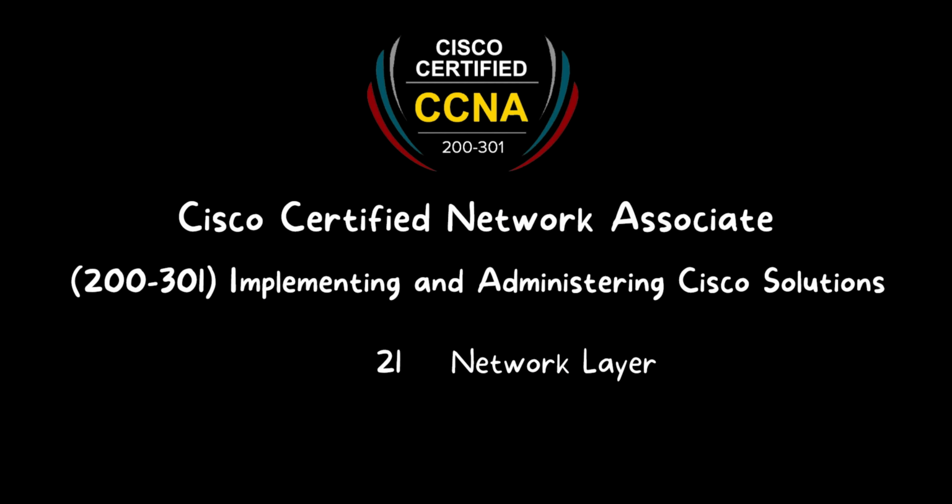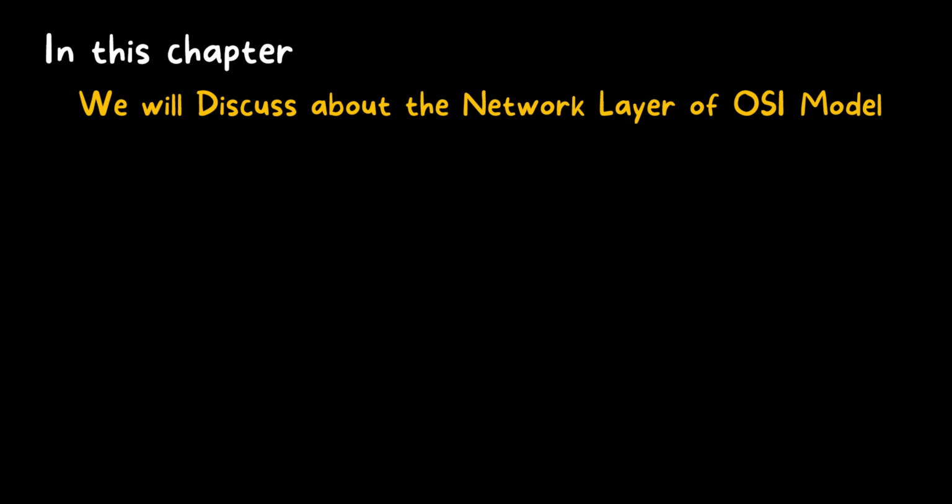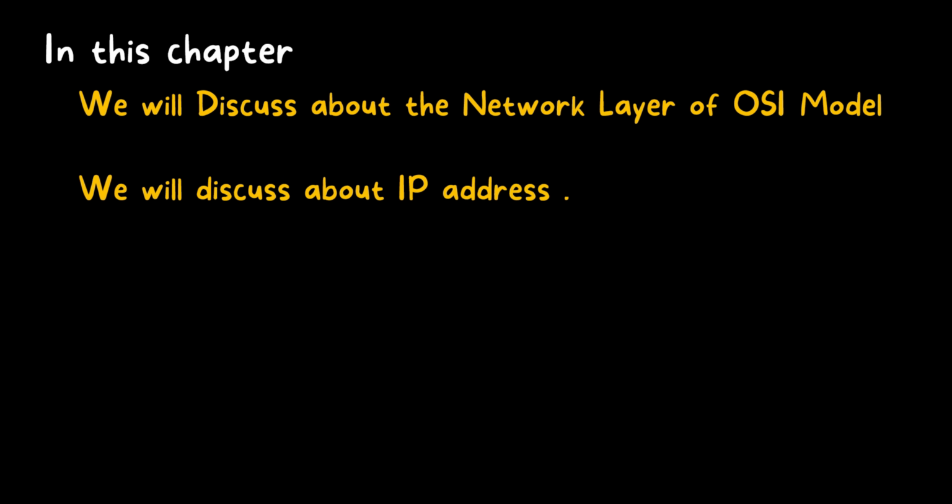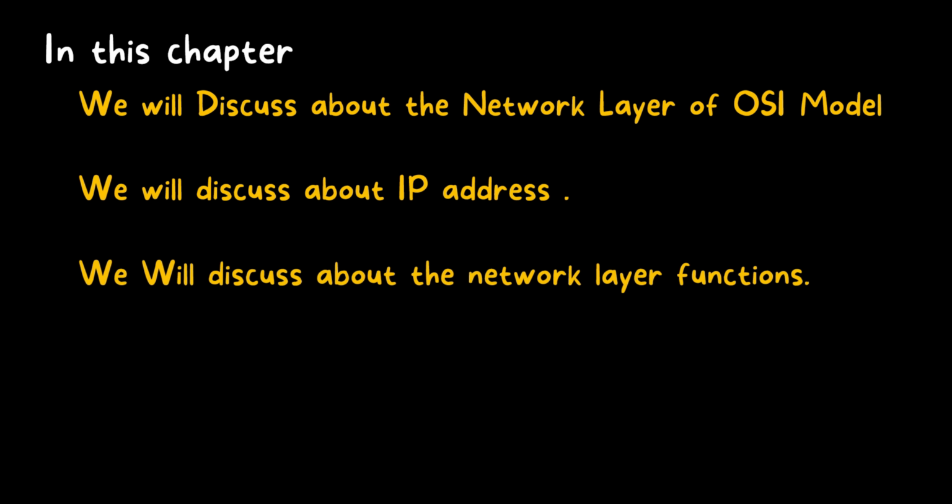Welcome to CCNA 200-301, Implementing and Administering Cisco Solutions, Chapter number 21, Network Layer. In this chapter, we will discuss the network layer of the OSI model. We will discuss the IP address, and finally we will discuss the network layer functions.